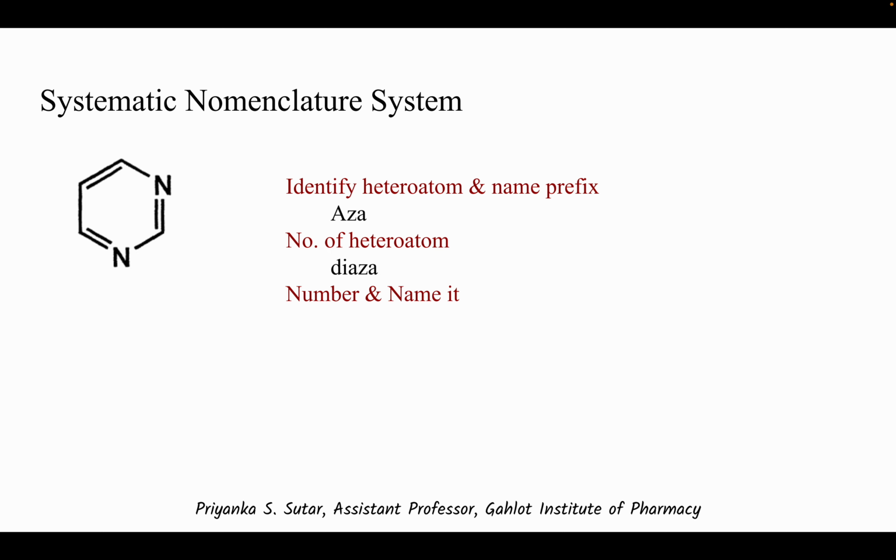Next, number the heterocycle and name it. So it is what? 1, 2, 3, 1,3-diaza. Now here you are done with the prefix. Now moving on to the stem part. Now identify number of atoms which are present in the ring and name the stem. For this you need a table number 2.